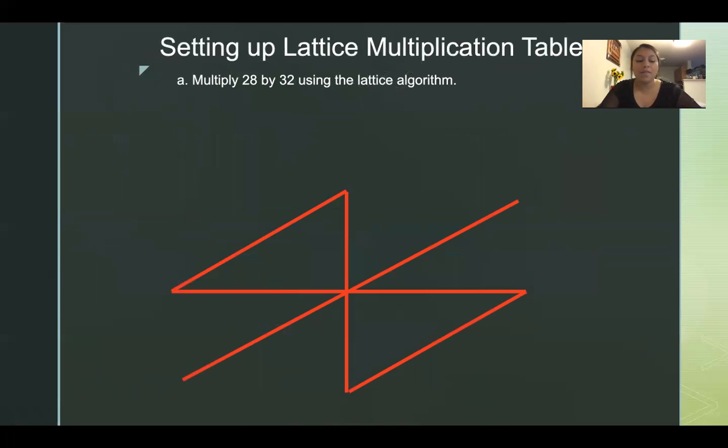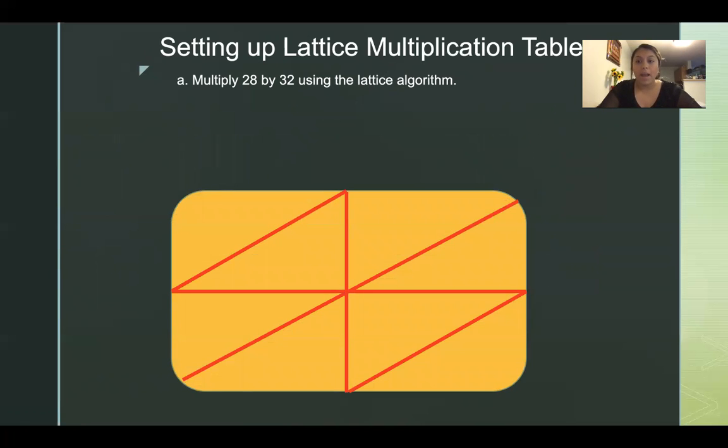Now let's do the fun part. We are asked to figure out the lattice multiplication table. First, we have to set it up. Our first problem asks us to multiply 28 by 32 by using the lattice multiplication table. So for 28, the 2 and the 8 are placed at the top of the table from left to right. Then we place the X, and on the right side going down, we place 3 and 2.